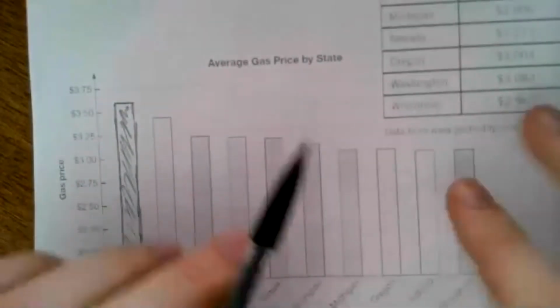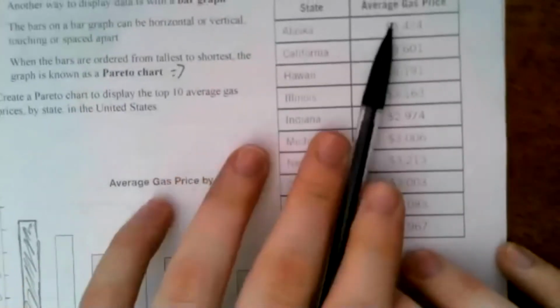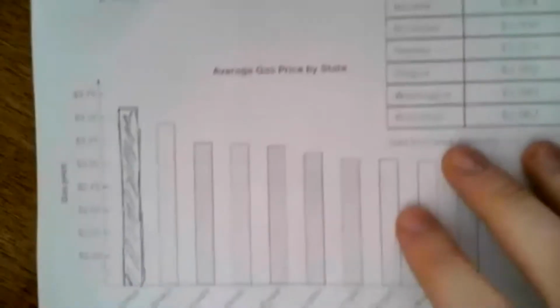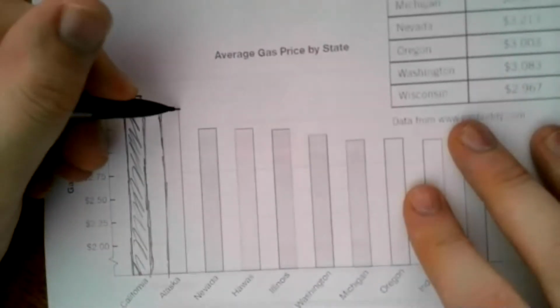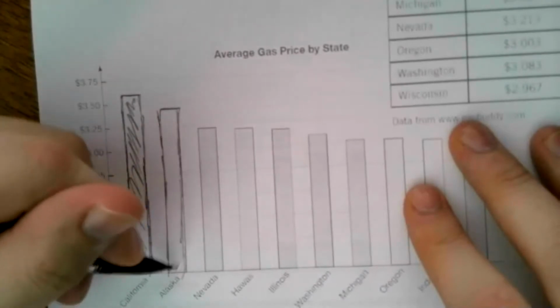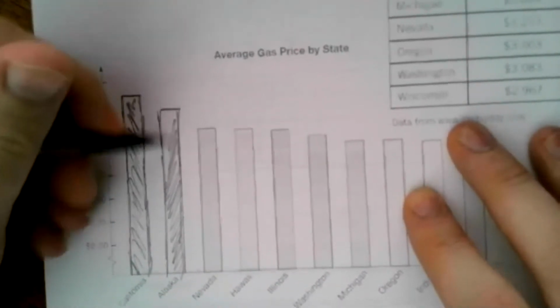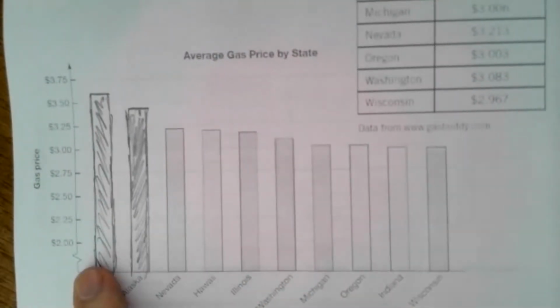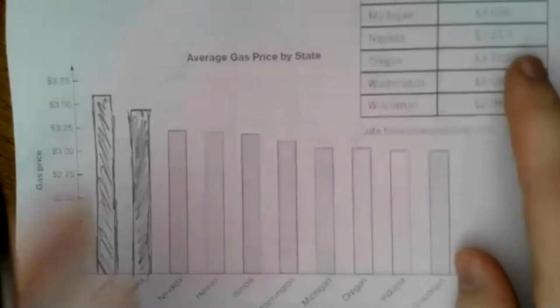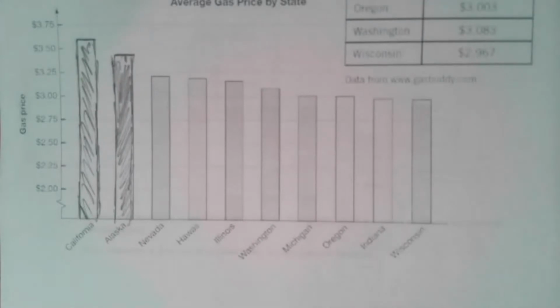And then they did the same thing with Alaska, since that's the next highest one. It was $3.42. So they just drew a bar for Alaska all the way up to $3.42, drew it back down, and then filled it in. And you can do that with all of them, right? They just ordered it from highest to lowest and filled in the bars. Does anybody have any questions on how they made that bar graph? Okay, all right, we'll go to the next page then.